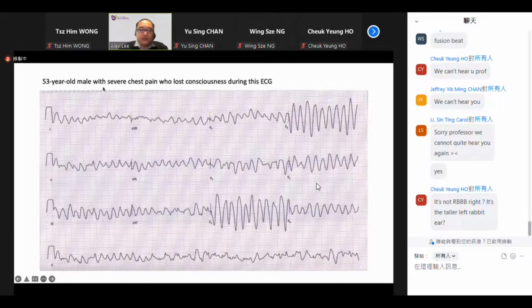Okay, so this is a 53-year-old male with severe chest pain and loss of consciousness during the ECG. We would like to pick this. Amanda, hi. Are you here, Amanda? Yes, hi, I'm here. Would you like to take this ECG? 53-year-old male with severe chest pain and lost consciousness during the ECG.